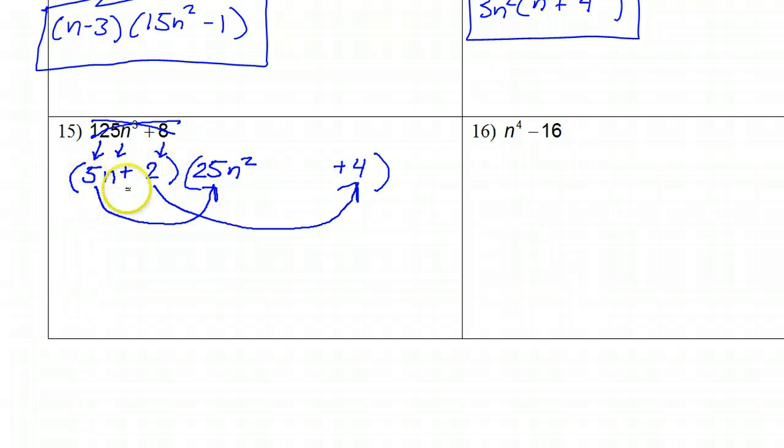That just leaves the middle. For the middle, I multiply these two together, but it should be the opposite sign. So this is a minus. I'm sorry, this is a plus, so I'm going to put a minus. 5n times 2 is 10n. So this came from doing 5n times 2, but the opposite sign. And that's it. That's how you do it.